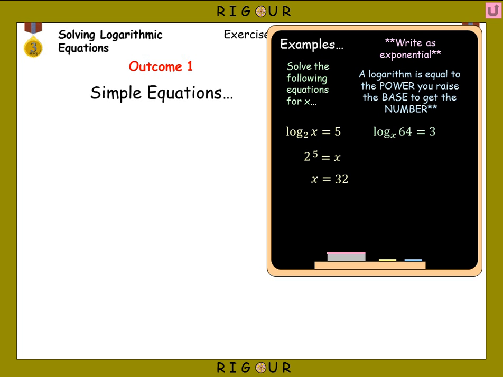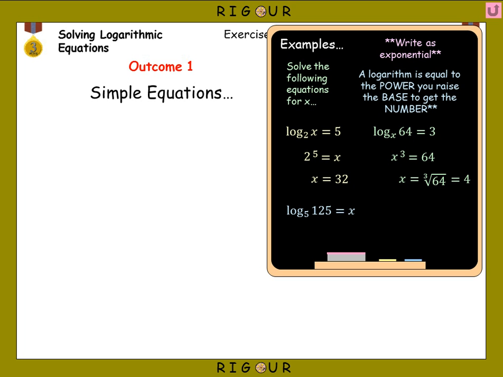So our second example, log to the base x of 64 equals 3. This time the x is in place of the base. We still write it as an exponential, so we bring the base down, which is x, we put it to the power of 3, and we make it equal to the number, which is 64. So if x cubed is 64, we calculate x by cube rooting the 64, which gives us 4.